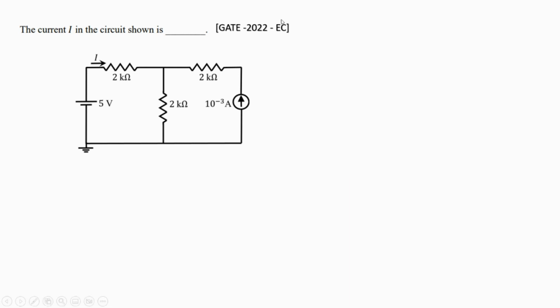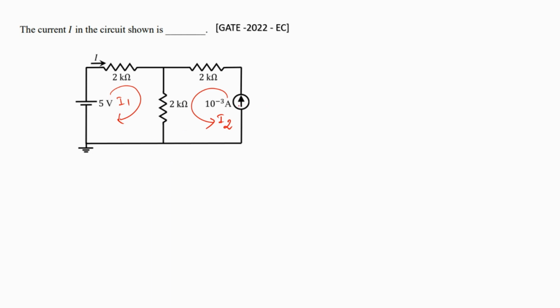This problem was asked in the EC paper in GATE 22. The current I has to be computed for this circuit. The current I is nothing but the current which is entering the 2 kilo ohm resistor. Now we can apply the loop analysis method. Let's consider the loop current in the first loop to be I1 and in the second loop to be I2. We can see that these are the only two loops in the circuit.